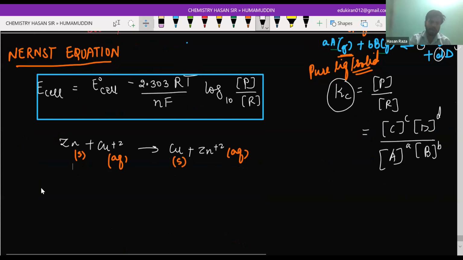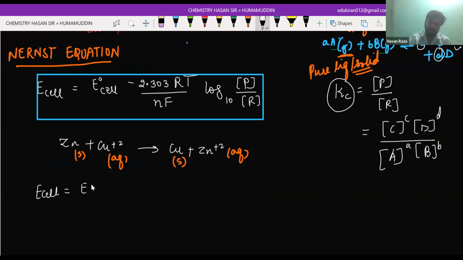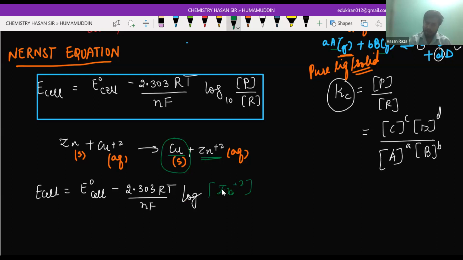If you want to write the expression for E cell, that will be equal to E naught cell minus 2.303 RT upon nF log. Now, since we have the reaction directly, for product, you have two products. One of the products is in solid state. You are going to neglect this, ignore this. Only one product is there, that is Zn plus 2. So you are going to write this square bracket, which basically represents the concentration term, molarity. So whatever is the molarity of Zn plus 2, you are going to write it. And since there is only one, can you tell me the stoichiometric coefficient of Zn plus 2 here? 1. So it will be like this. And for reactant, again, you can see one is in solid state and another is in aqueous state. So you are going to ignore the solid state. So this is what product upon reactant means.